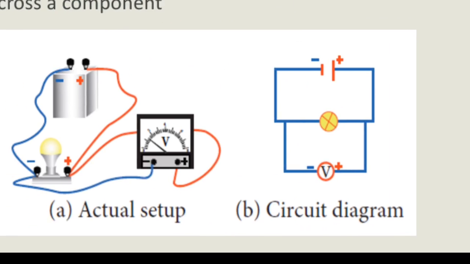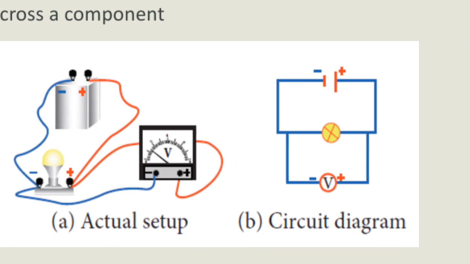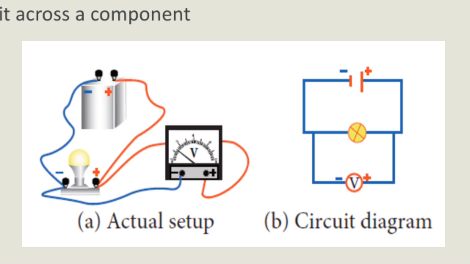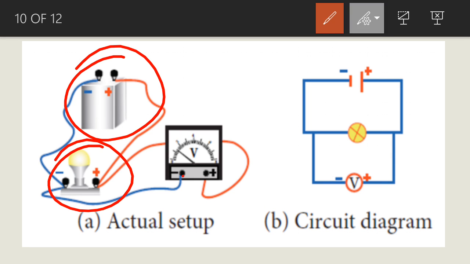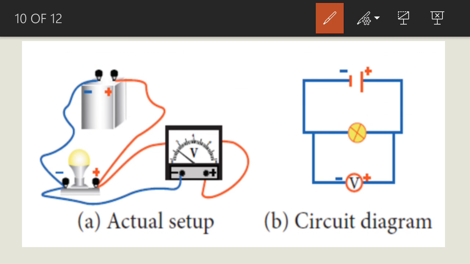So this is how the actual setup will be, and this is how we symbolically show it. This is a battery, this is a bulb, and this is the voltmeter. All positives are connected to positive, and all negatives are connected to negative. This is nothing but the parallel setup.